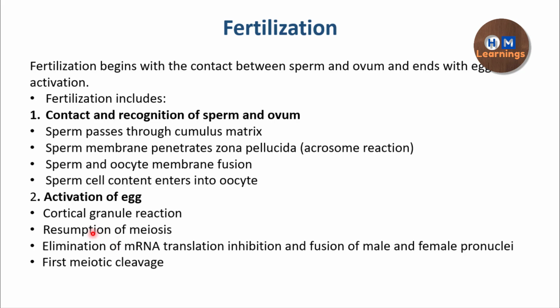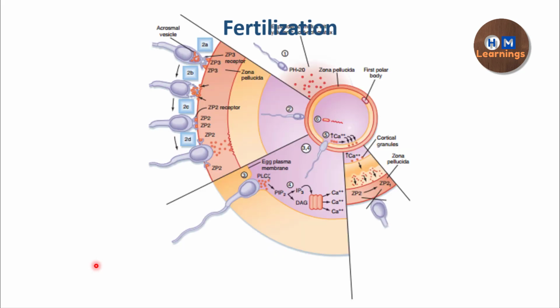The resumption of meiosis is occurring, then you can say the fusion is happening, and ultimately the first meiotic cleavage is going to happen, at which you will see the two-cell stage, and that is the point where you are going to see a diploid cell. So now we will start one by one with each step. So first is the contact.